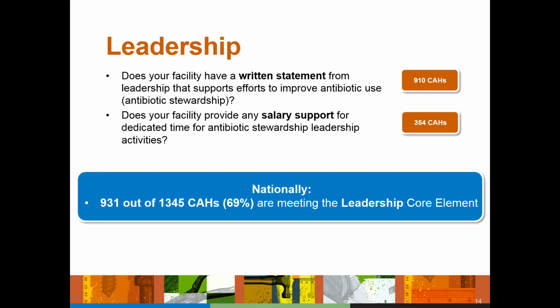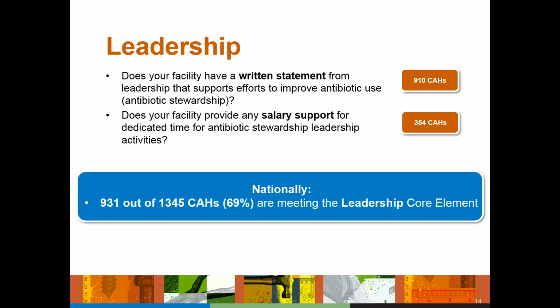In some cases, there's 1 question per element, and in other cases, there's up to 5 questions that you can answer, and depending on how you answer each of them, you could just do one of those 5 things and get credit for that core element. So within the leadership area, there's the written statement of support and there's salary support. And you can see that there are a lot more critical access hospitals that have that written statement from leadership than that have received salary support to work on antibiotic stewardship. So while 69% of CAHs nationally are meeting that leadership core element, there's a lot of room for improvement.